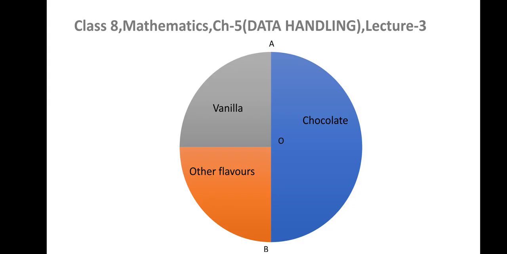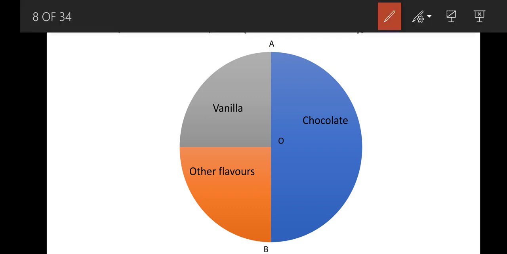Basically, firstly we are supposed to make a circle with any radius. Likewise, you are looking at this slide. In this, a circle has been made, and I have marked its center as O, and radius I have taken OA. Now the angle of the sector for chocolate is 180 degree. Using protractor, you are supposed to draw AOB as 180 degree.